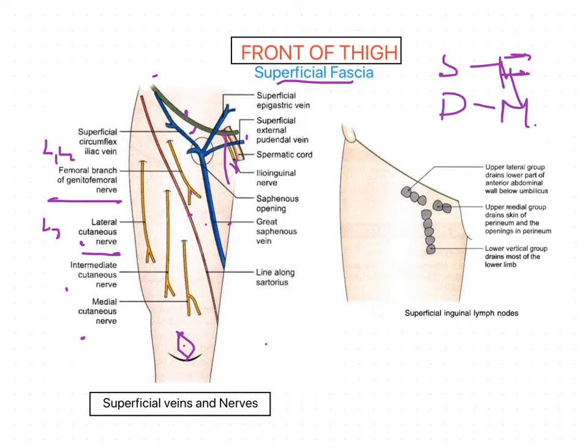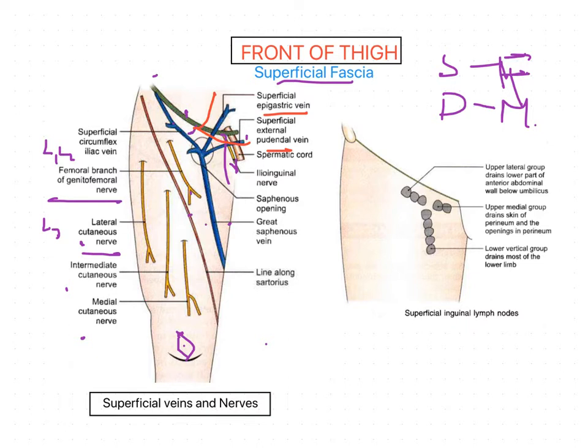So what are those? One is the superficial external pudendal artery. This may run towards the medial side, and it supplies the external genitalia. Here you can find the superficial external pudendal vein, which is associated with this artery, and then the superficial epigastric artery, which runs upwards like this and is associated with the epigastric vein.